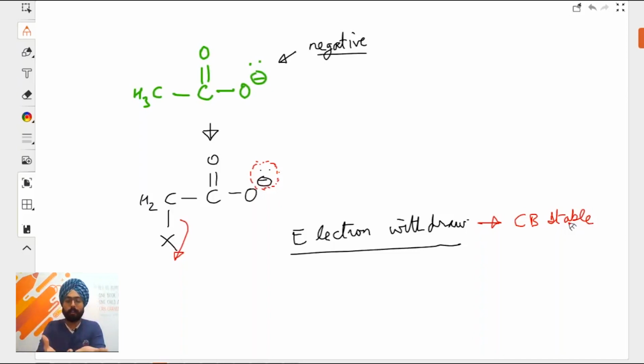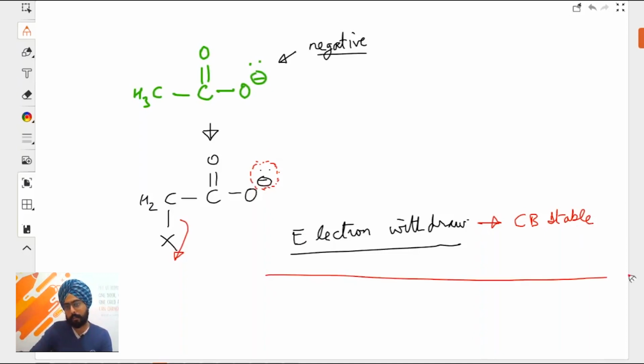Yeah, it could pull it in the sense of an inductive effect. It could be a mesomeric effect, so on and so forth. I'm sure you guys are familiar with those concepts from organic chemistry. But an electron withdrawing group will stabilize the acid.